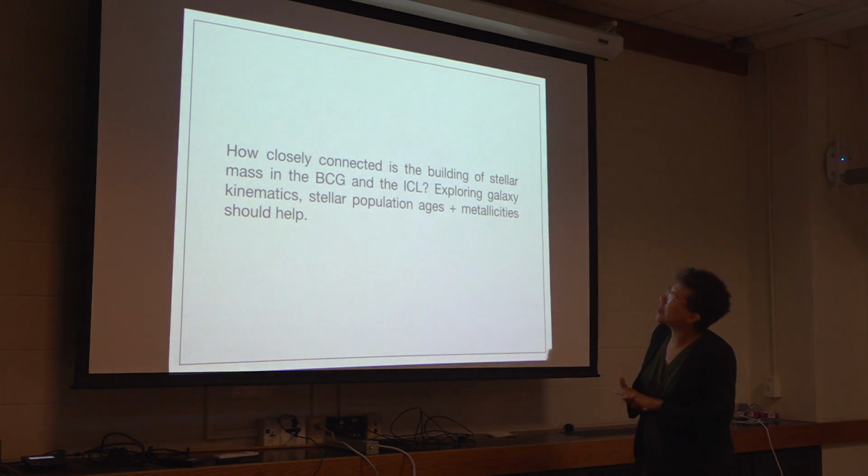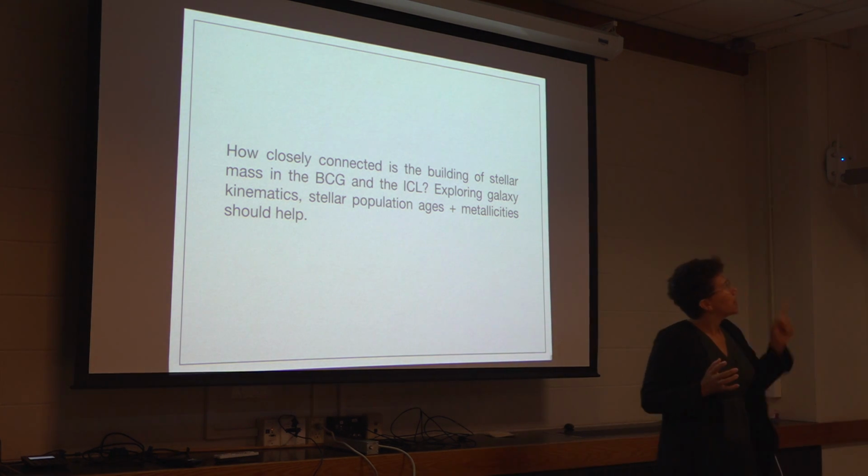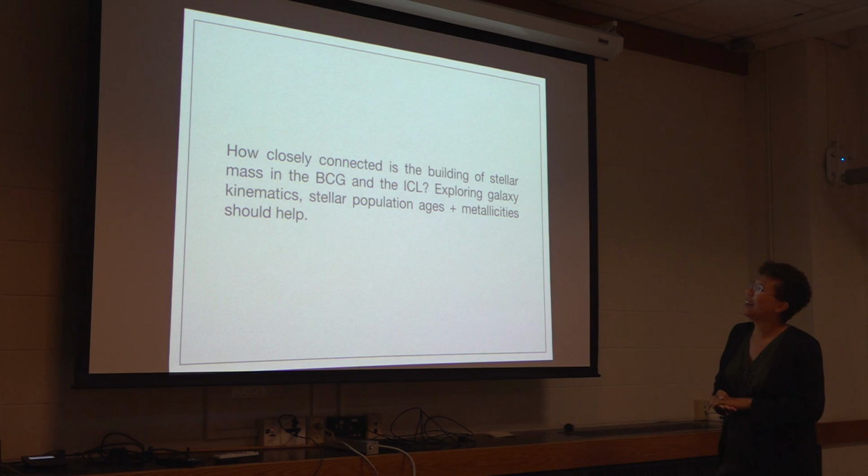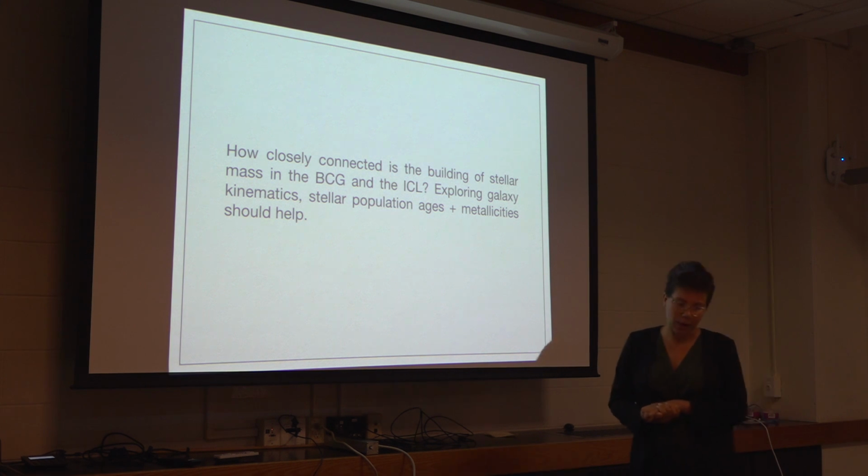So the main question that we're going to talk about here is how closely connected is the building of stellar mass in the BCG and the ICL. So we're going to explore galaxy kinematics and stellar population ages and metallicities, and hopefully this will help.